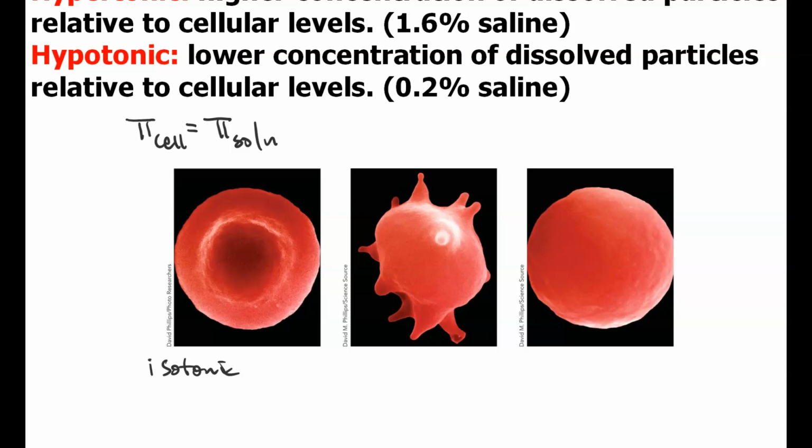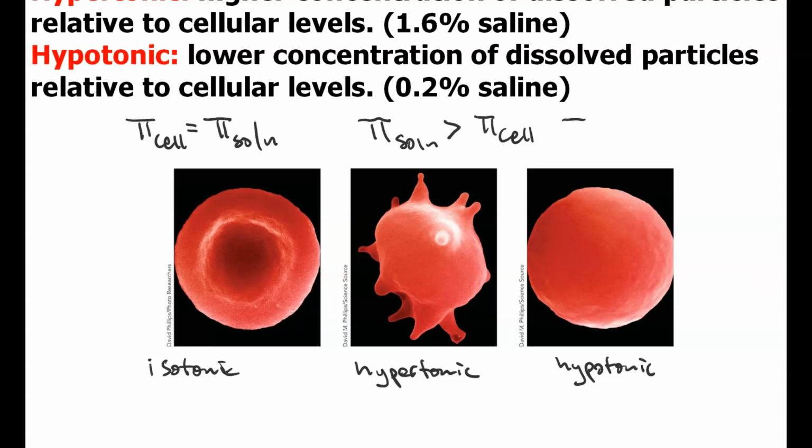On the other hand, the picture in the center is a hypertonic solution. Look at the cell, it looks like it's been squished, certainly not healthy. Here, the osmotic pressure in the solution is greater than the osmotic pressure in the cell. And on the right, where the cell looks like a balloon that's been blown up, that's hypotonic. And that's where the pressure outside of the solution is much less than the pressure inside the cell.